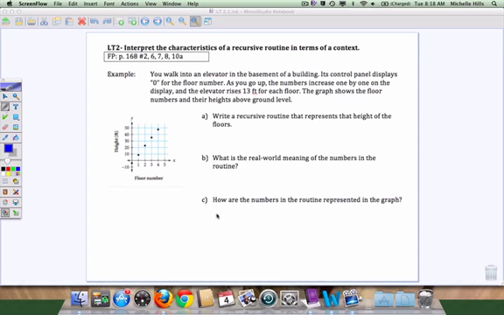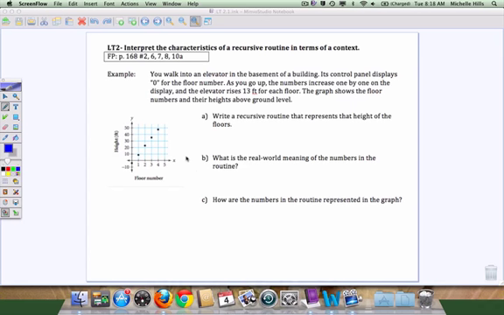Today we're going to interpret the characteristics of a recursive routine in terms of context, which means a real-world situation. So you walk into an elevator in the basement of a building. Its control panel displays 0 for the floor number, which makes sense because it's the basement. As you go up, the numbers increase one by one in the display, and the elevator rises 13 feet for each floor. The graph, over here, shows the floor numbers and their heights above ground level.